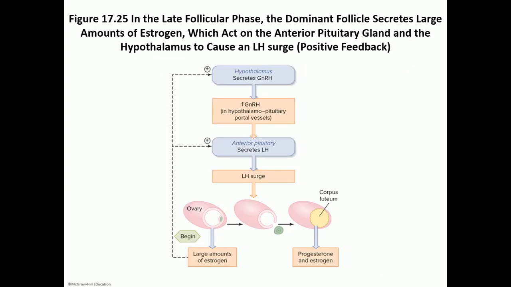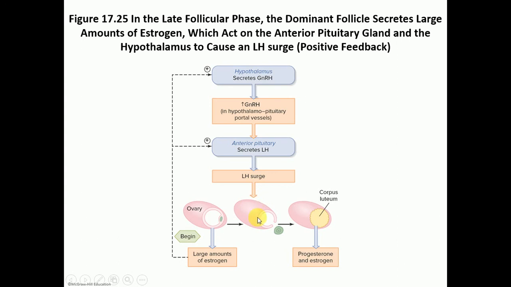Now, how is it that this LH surge occurs? The ovaries are making large amounts of estrogen, and those large amounts of estrogen are going to stimulate the anterior pituitary through positive feedback to make more LH, and also stimulate the hypothalamus to make more gonadotropin releasing hormone. The push to make more LH is what causes that LH surge.